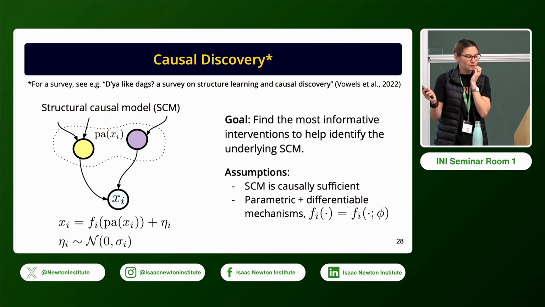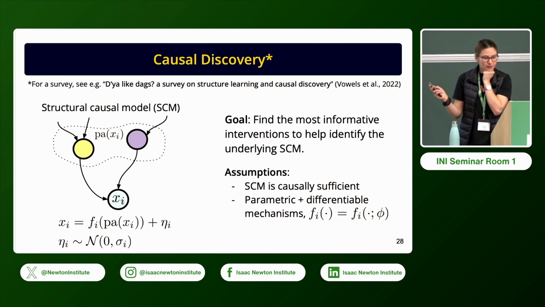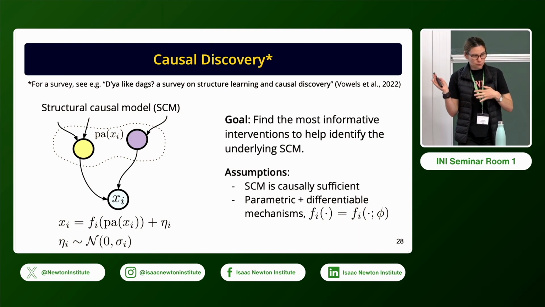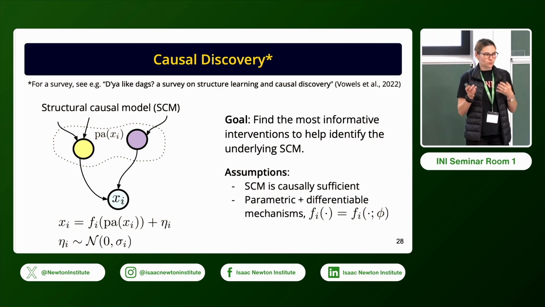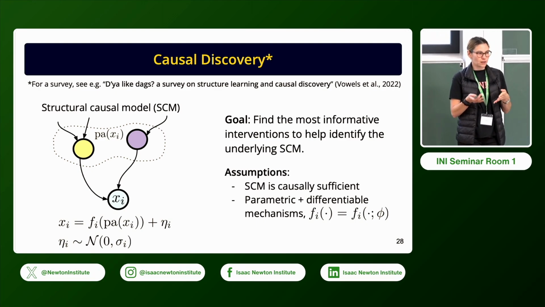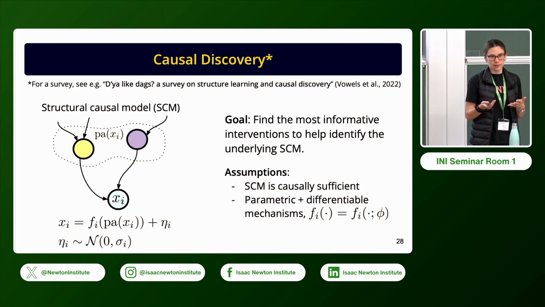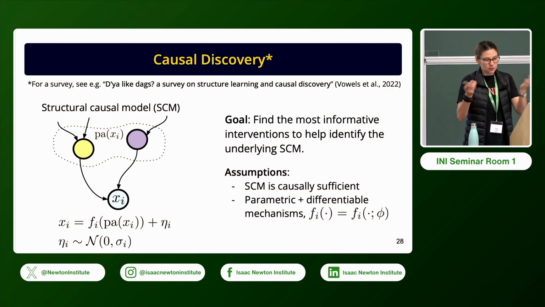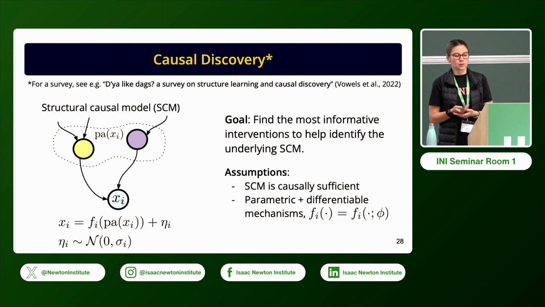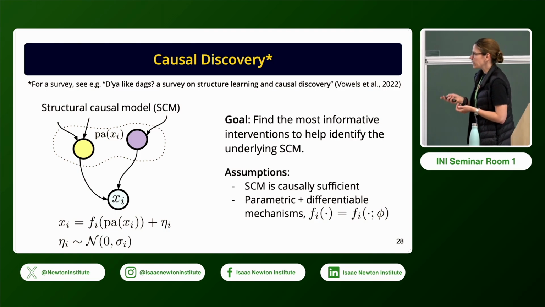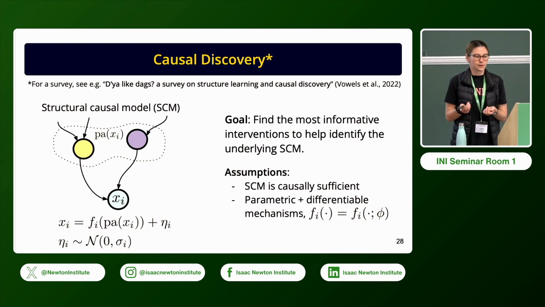from a few years ago. So the goal in this work will be to find the most informative interventions so that we identify the underlying structural causal model with as few samples or as few interventions as possible. We're making the standard causality assumptions.